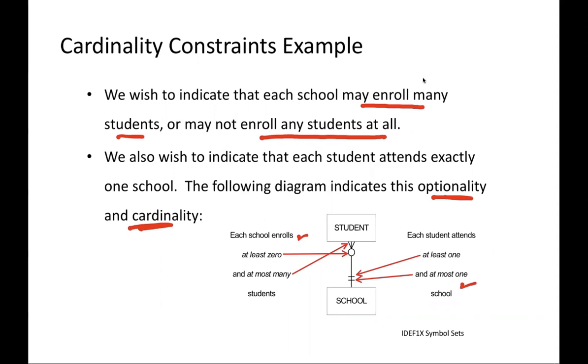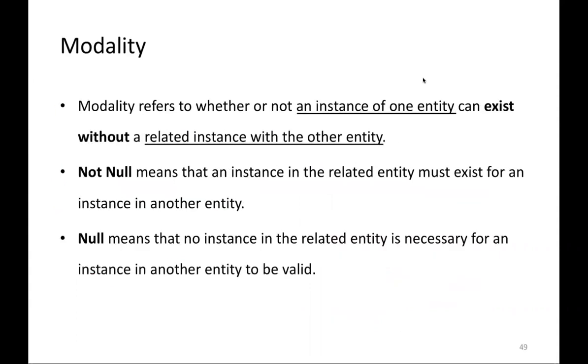So using whatever statements to describe the cardinality constraints, we were able to elaborate this in our ERD using the cardinality symbols. Again, with cardinality assumptions and multiplicity in our ERD, we need to talk about modality. Modality refers to whether or not an instance of one entity can actually exist without a related instance of another entity. When we say this is a not null modality, it means that an instance in the related entity must actually exist for an instance in another entity.